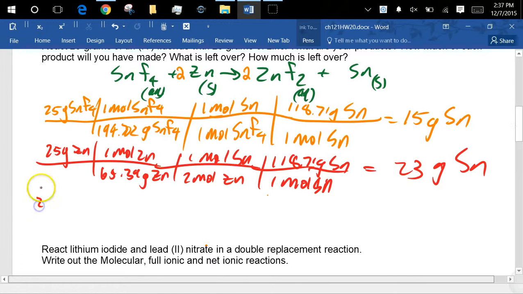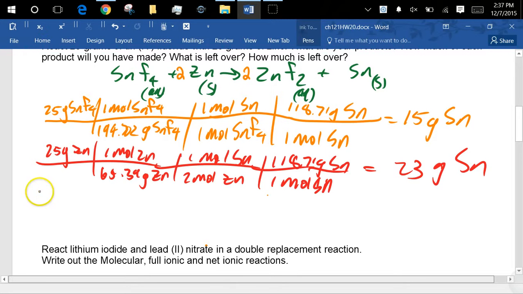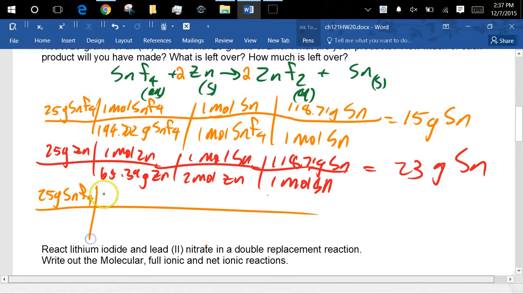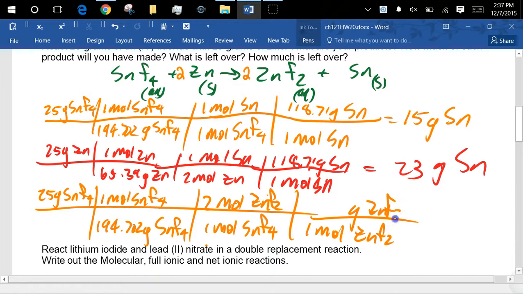So I'll go back to my 25 grams of tin fluoride, 1 mole tin fluoride, 194.702 grams tin fluoride, 1 mole tin fluoride, 2 moles of zinc fluoride, 1 mole of zinc fluoride, grams of zinc fluoride.